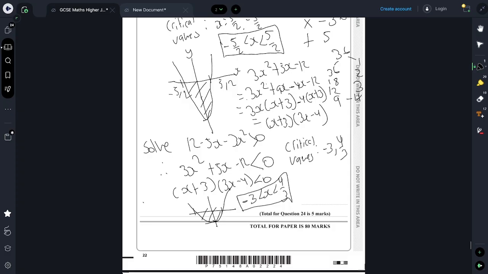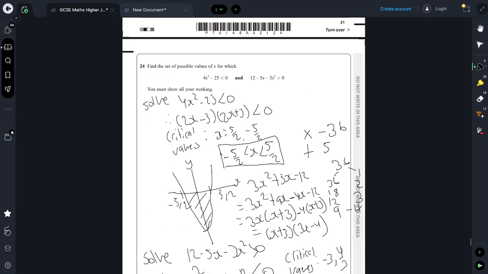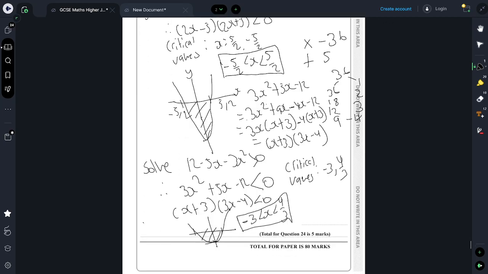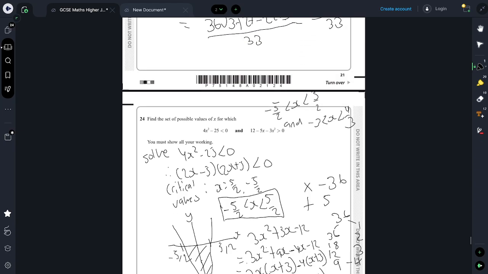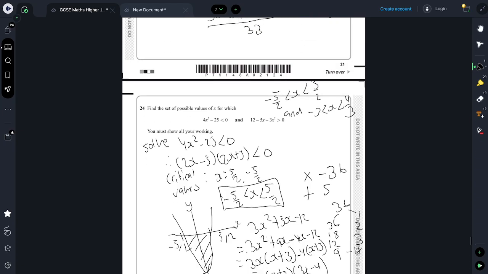That's most of it done. So I'm going to bring this together now. x greater than minus 5 over 2 and minus 3 less than x less than 4 over 3, right? That's the two solutions. So from the set of possible values for x, so no integers or anything like that, just x, we need to make sure x satisfies both of them.